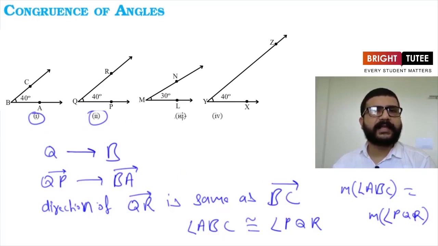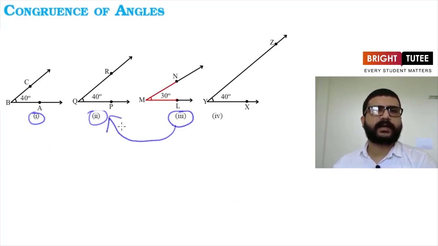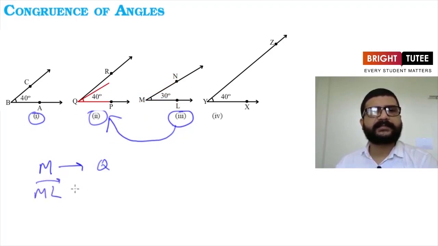Now can we check for angle 3, or this 30-degree angle, and this second angle which is angle PQR? Can we check them? Yes, we can do that. So again we have to do the same thing. Now we will take a trace copy of third angle which is angle LMN, and we'll try to place it over the second angle which is angle PQR. So what we have to do for that, we have to place vertex M over the vertex Q, and we will place ray ML over the ray QP. So this ray ML is placed over ray QP.